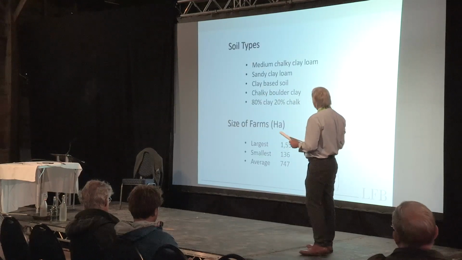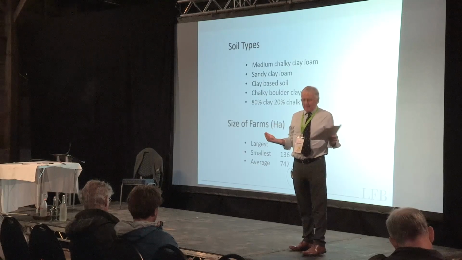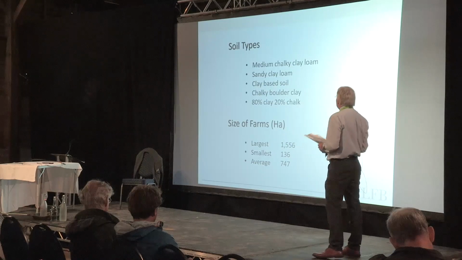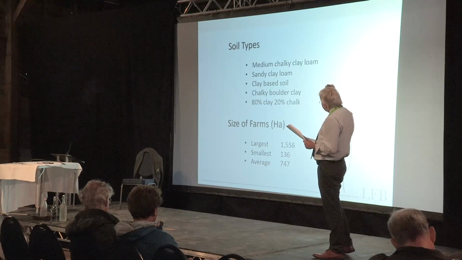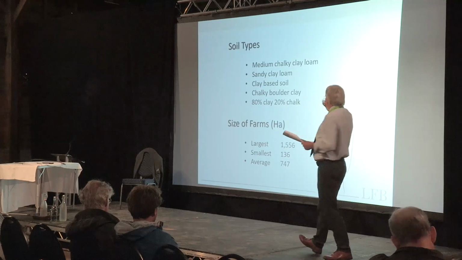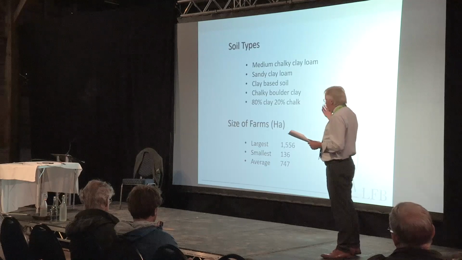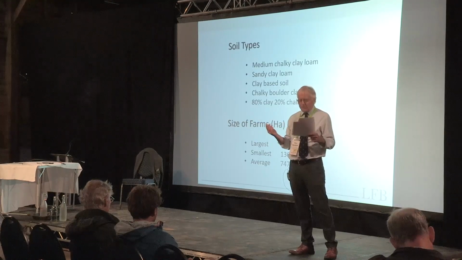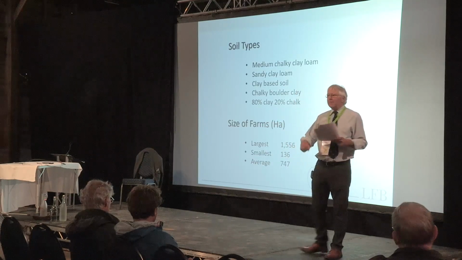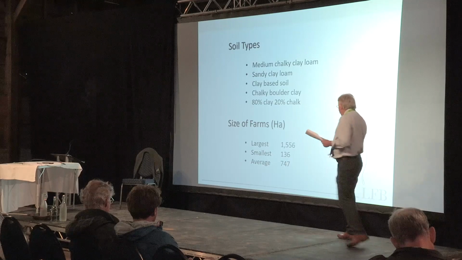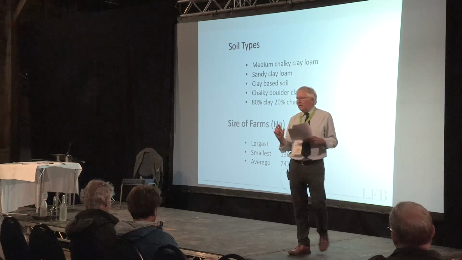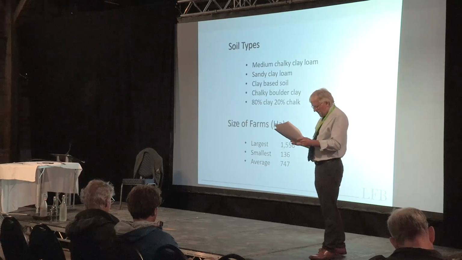So soil types. There's a whole range of soil types, okay? And in no-till, obviously, soil types has an impact on the method of farming. So there's different soil types, the same as last year. We had those size of farms in hectares this year. So largest 1,500 hectares, smallest 136 hectares. So a huge range, and that's quite interesting. The average is 747. But it's quite interesting, the dynamics of the different sizes of farms, the larger farms, and then there's the smaller farms as well. And 136 being fairly small.